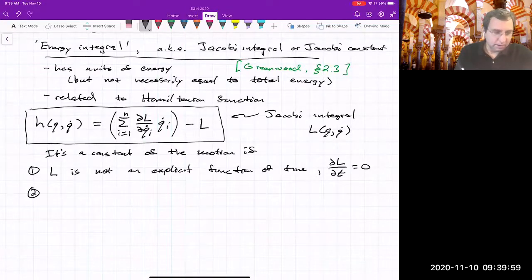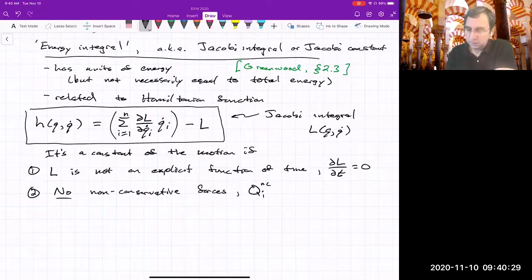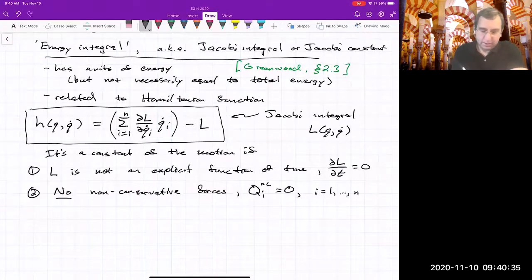We also need that there are no non-conservative forces present. So all the forces present come from either potential energy or actually constraints. So there's no non-conservative forces. That means that, at least in the language that we've been using, the generalized non-conservative force capital Q_i equals 0 for all i. And constraints are permissible.